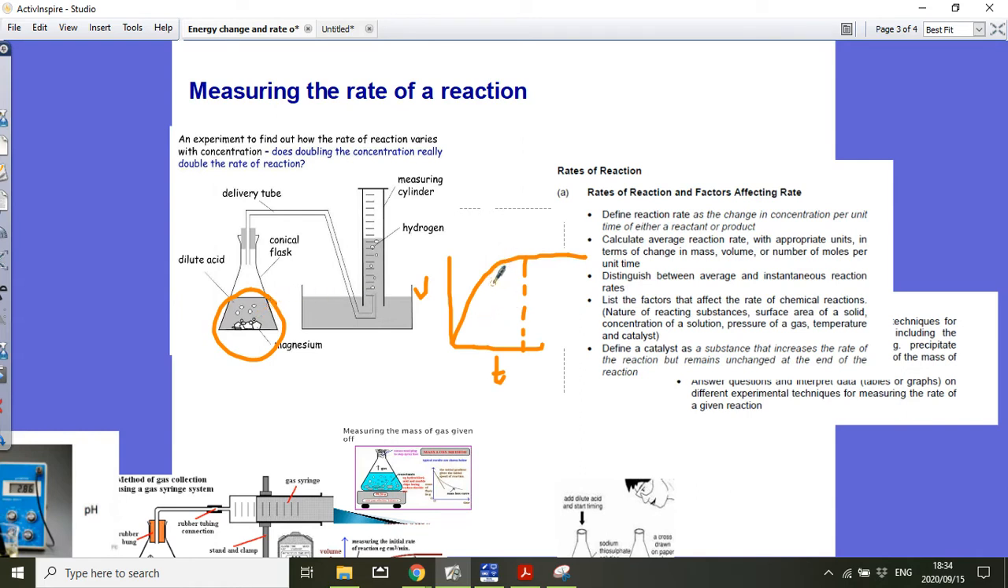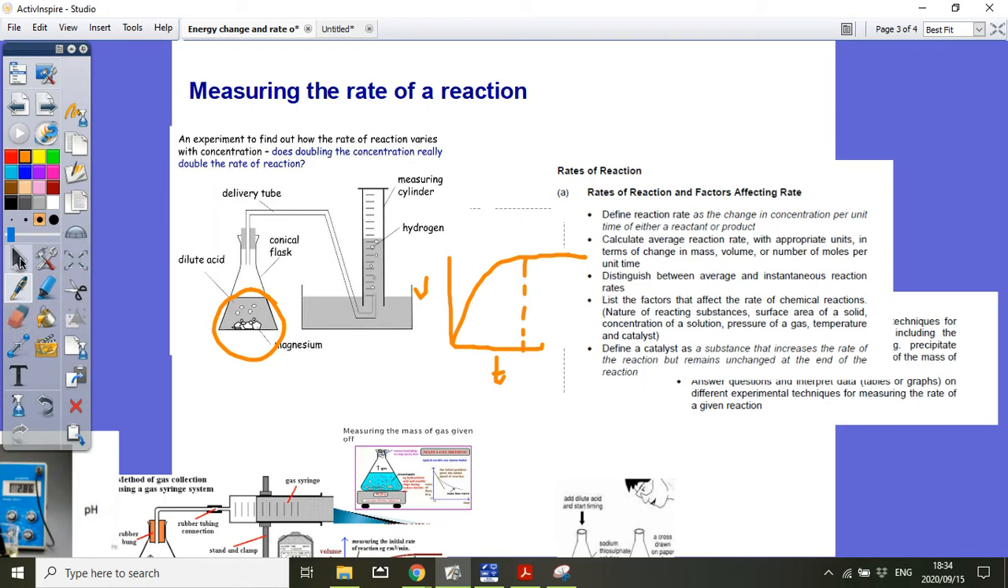If they give you a question like this, so that would be my graph. Now we're going to look at how I can change the rate of the reaction, and you need to know the different factors that can change the rate of a reaction.